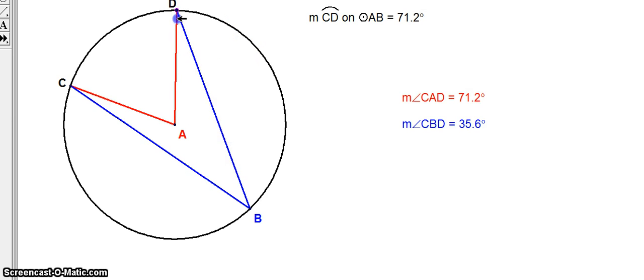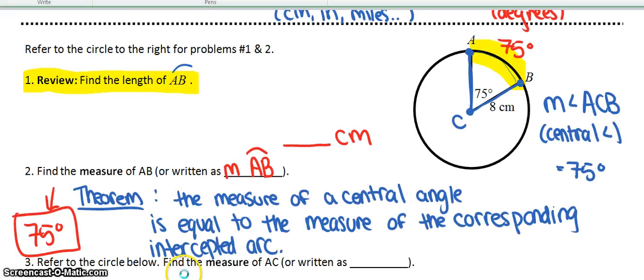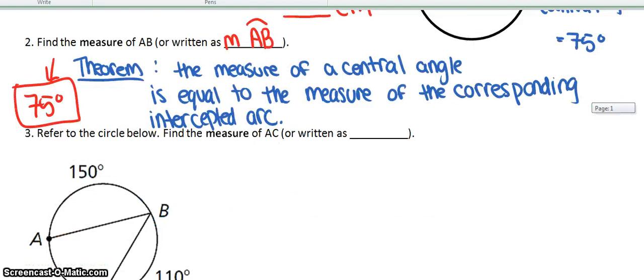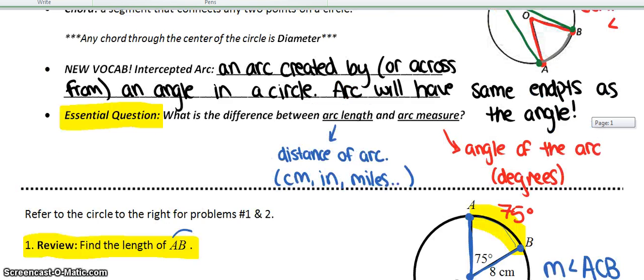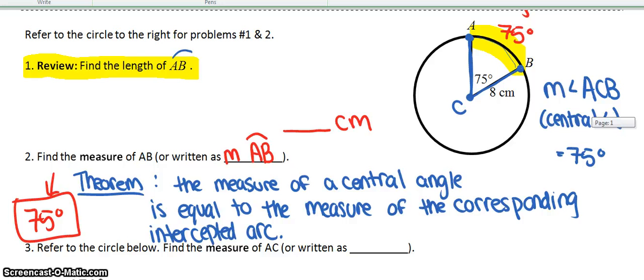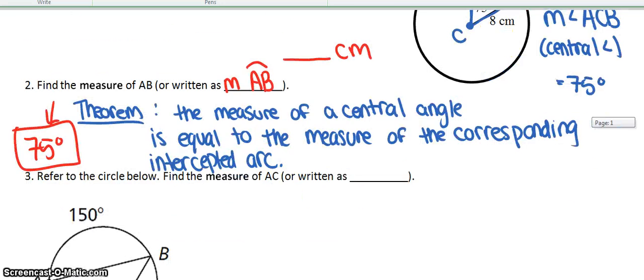And you can see that here. If it's 71.2, then arc AB is also 71.2. So the measure of this angle is the same as the measure of this arc. It's a nice, easy theorem to remember. Now, there's one other theorem we want to look at for today, and that is about inscribed angles. So this is a theorem for central angles. Central angles are the same as the arc that intercepts them.